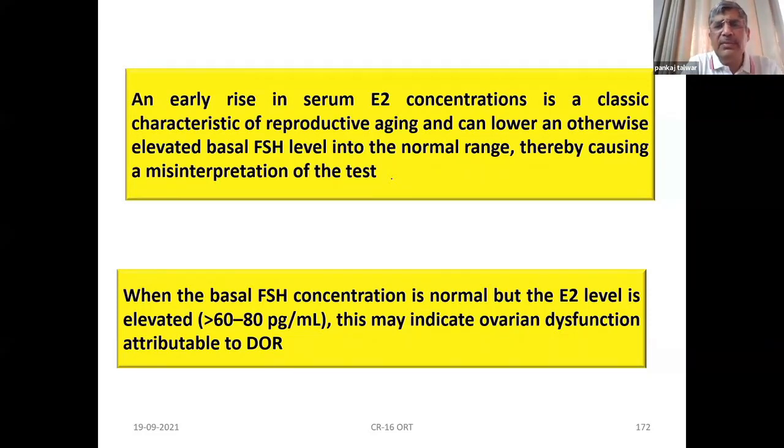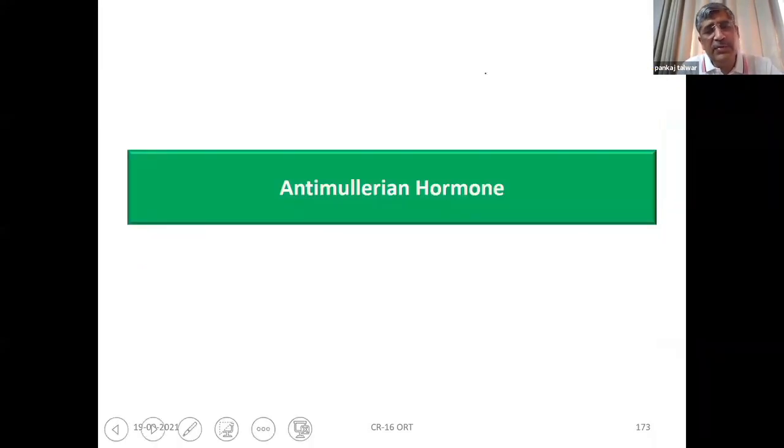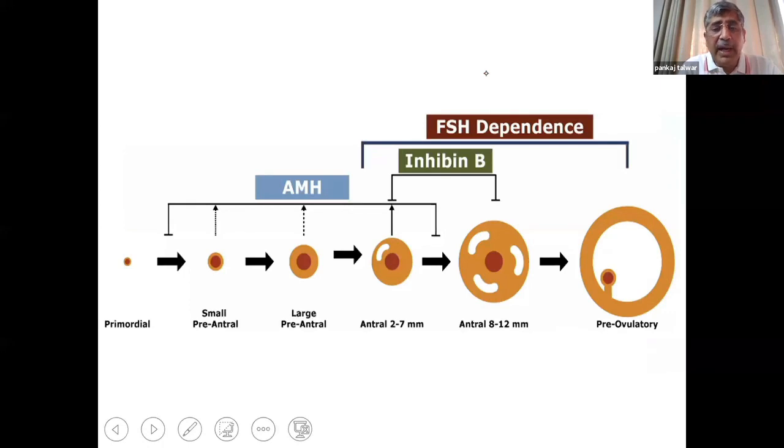Just remember that with this sort of a conflict between E2 and FSH values, we don't suggest people to carry out E2 or FSH in any IVF or IUI cycles. Then the other test which we do is anti-Mullerian hormone. And as I've told you before, we have a look at two hormones. One is AMH, the other is Inhibin B.